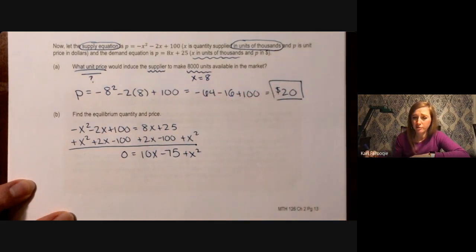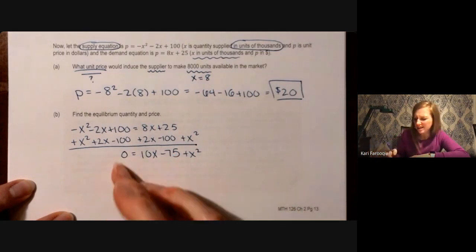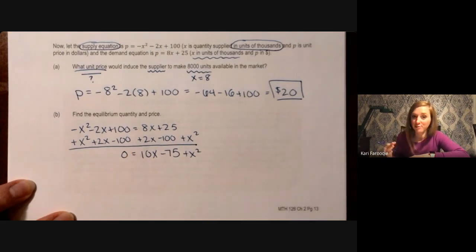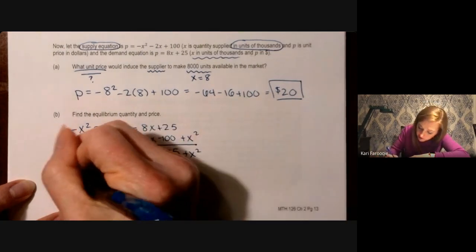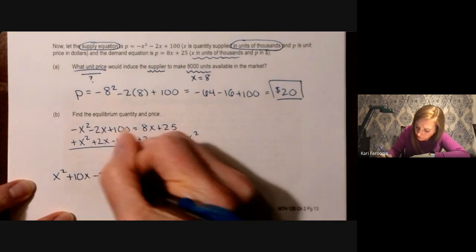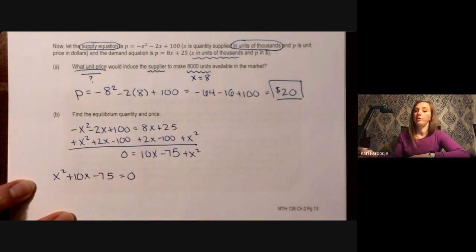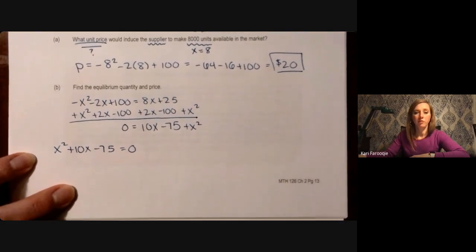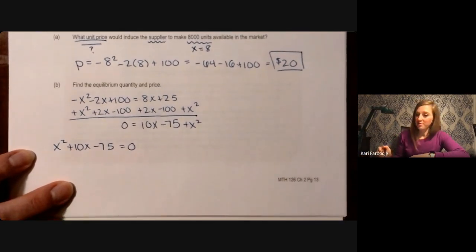Now, if this isn't screaming anything out at you, rearrange it so it's in descending order. And sometimes even just having the equal 0 on the right instead of the left makes a difference when you're thinking about what you should do. So I'm going to rewrite this as x squared plus 10x minus 75 equals 0. Now, I'm going to solve this by factoring. You can always use the quadratic equation. It always works every time. But if you can factor it, factor it.